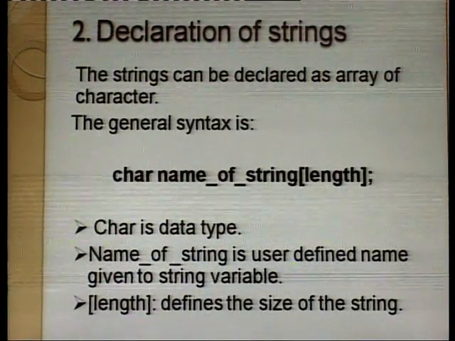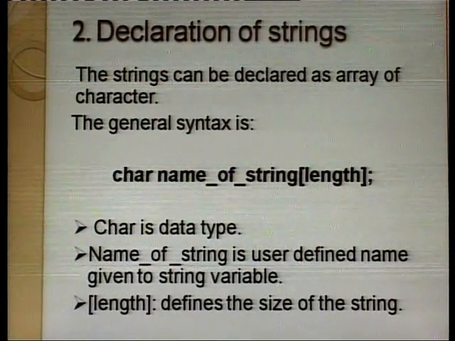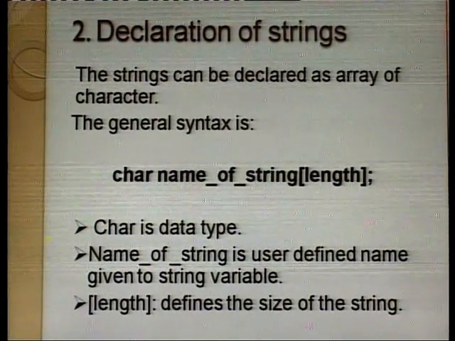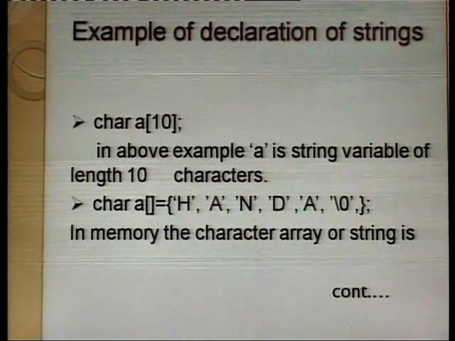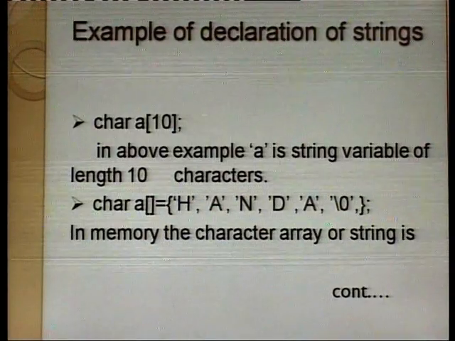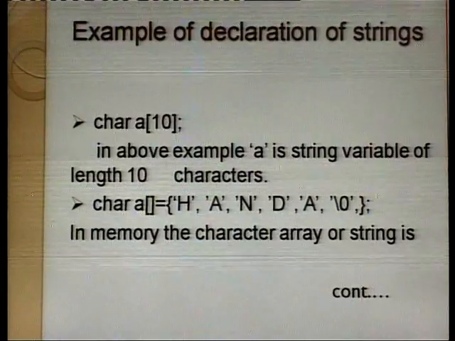So if we have length 10, then 9 characters can be stored in a string variable. The 10th character is a null character, that is the end of a string. Let us look at examples of declaration of strings, how we can declare arrays with different types of methods.